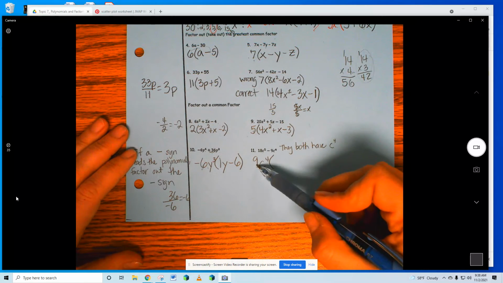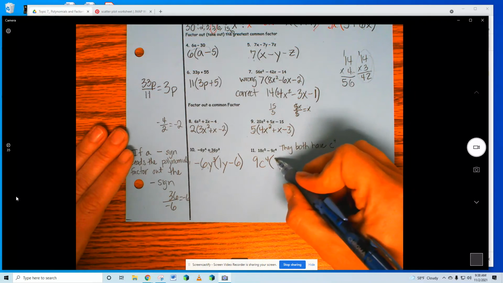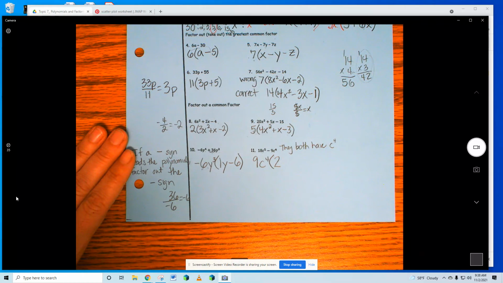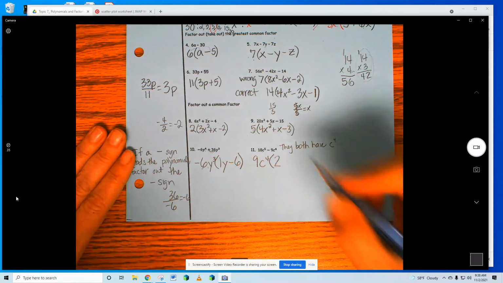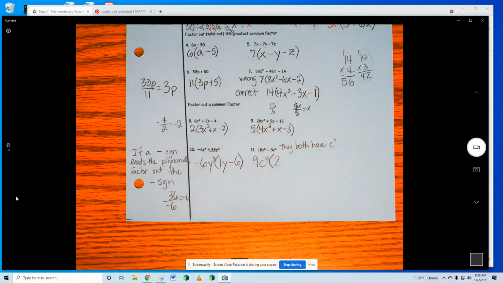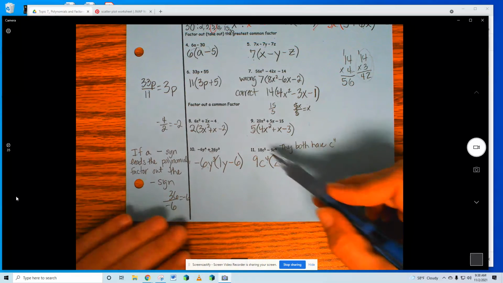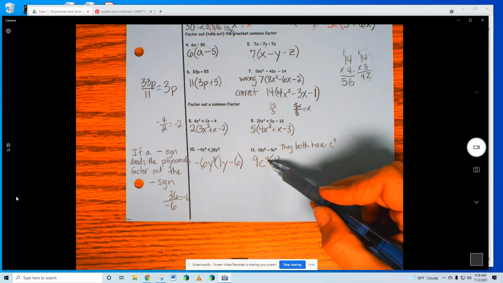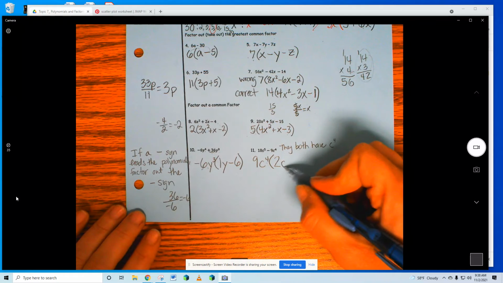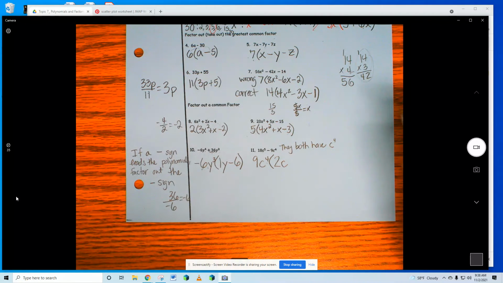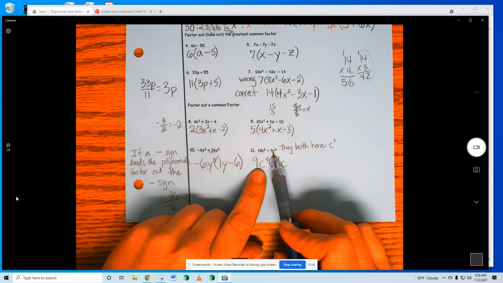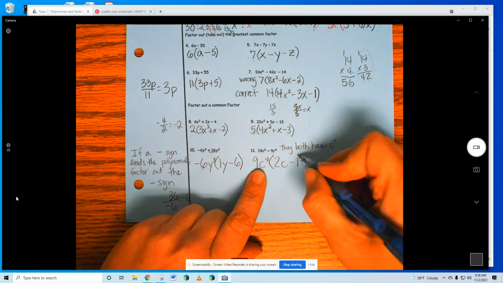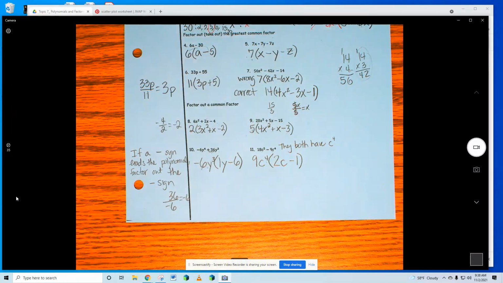18 divided by 9 is 2. C to the 5th divided out of C to the 4th: I have 5 of them, and now I'm taking 4 out. How many are left? Just 1. Good. Look, you guys, this 9c to the 4th matches this 9c to the 4th. This is when I put a 1. Minus 1, because it's the same thing.